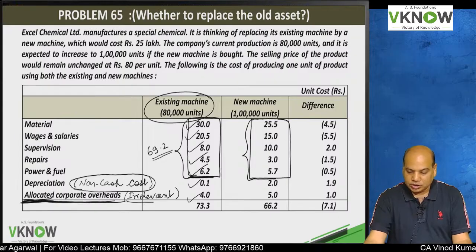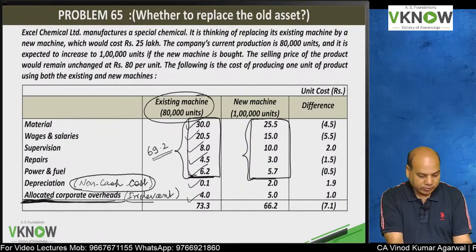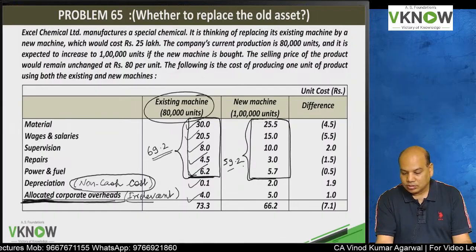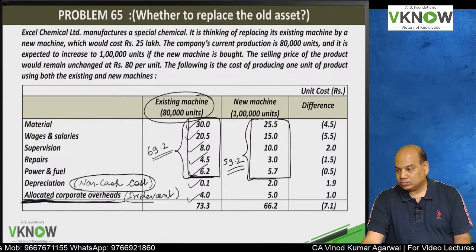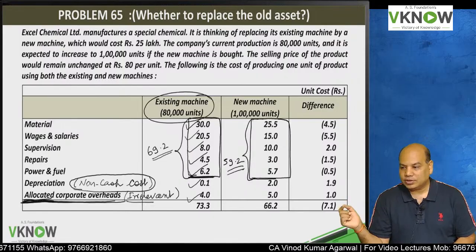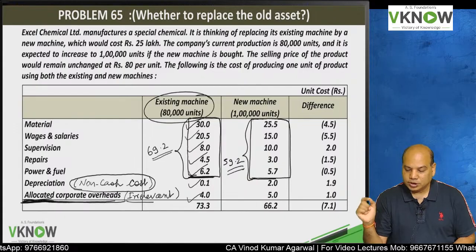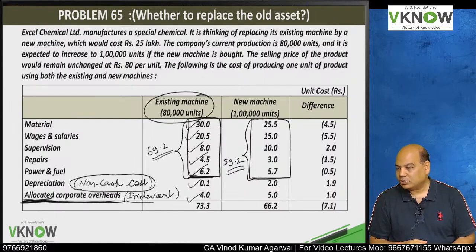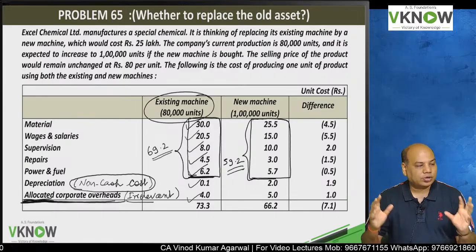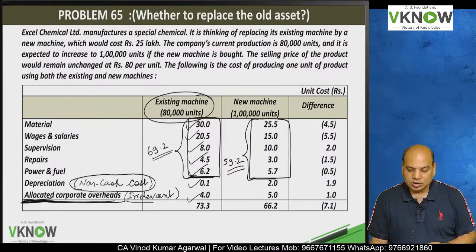And what about this new machine? Anybody who wants to reply? Let me see who will reply before me. Is it 59.2? 59.2. Under the existing machine, cash cost per unit is 69.2. Under the new machine, cash cost per unit is 59.2. Okay, very good. So I will require 69.2 and 59.2 in calculating the cost difference.